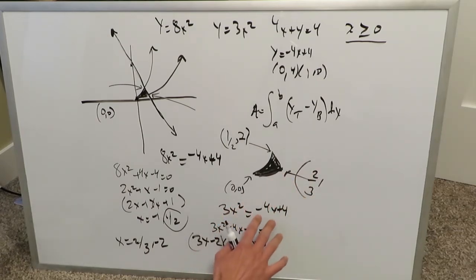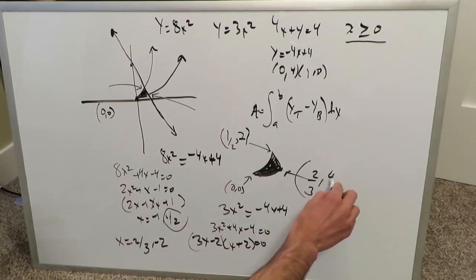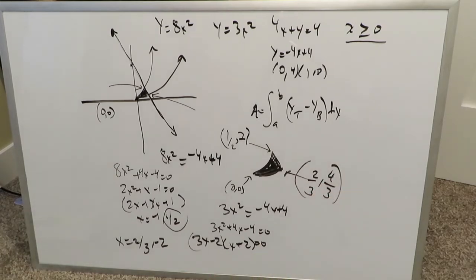Put 2 over 3 here and solve for y. If you put 2 over 3 over here, you'll get 3 times 4 over 9. The 3 and the 9 will cancel out such that you get 4 over 3. That's your coordinate pair over here. But we're only looking at the x-axis values, or should I say, the x aspect of that coordinate pair, because I'm going to show you why.